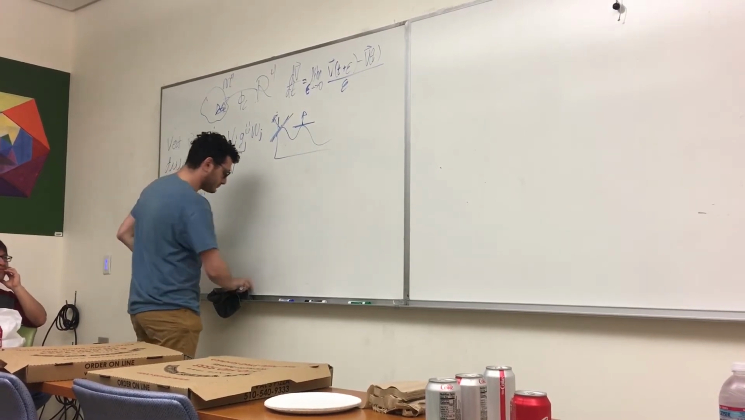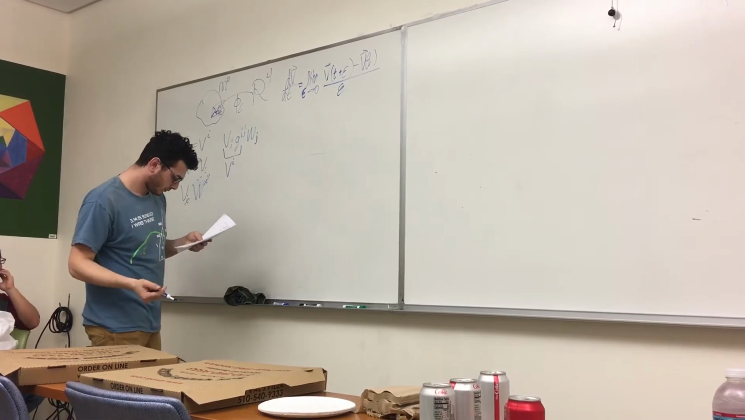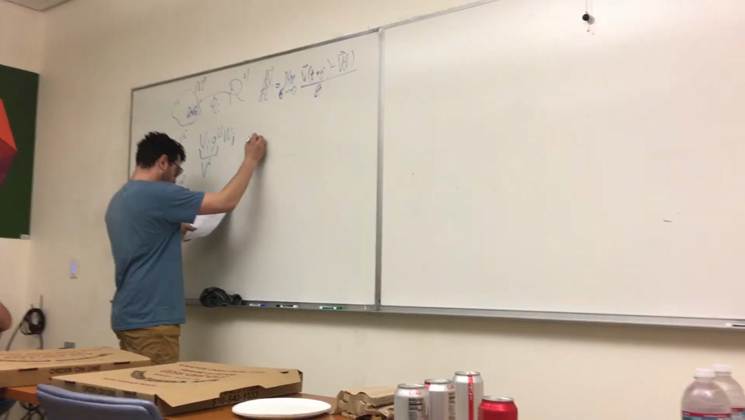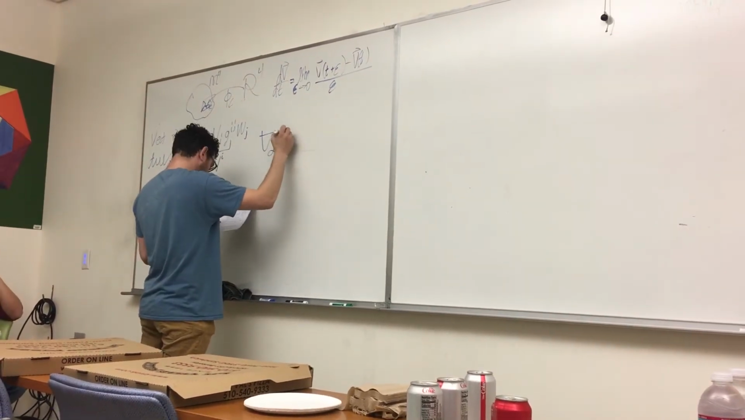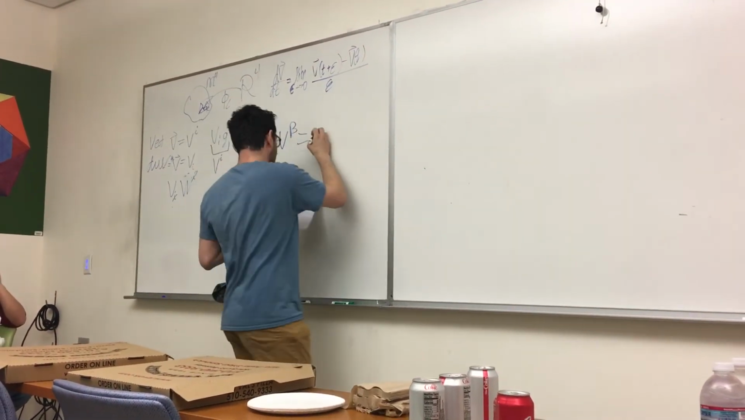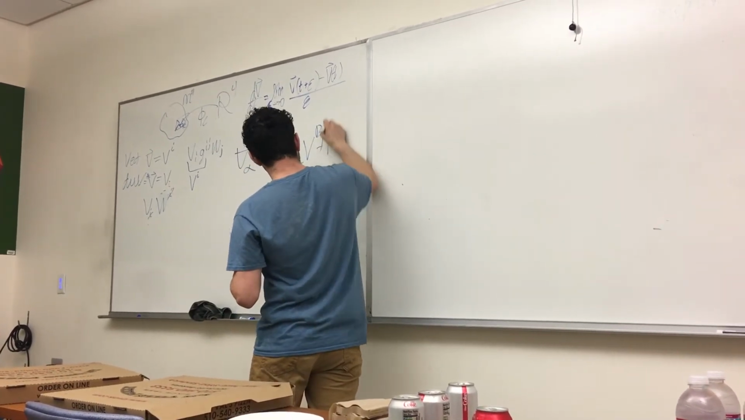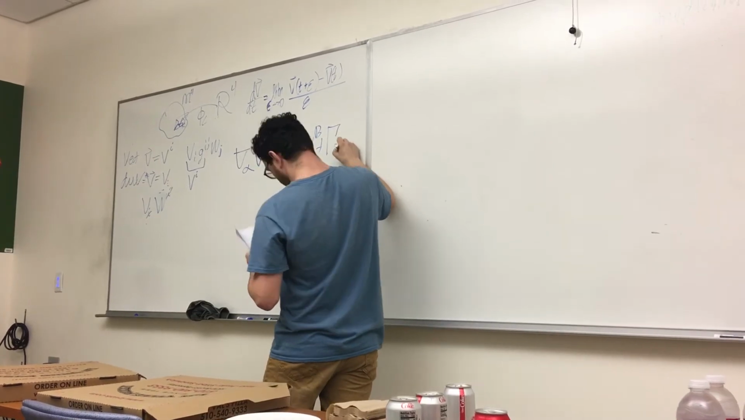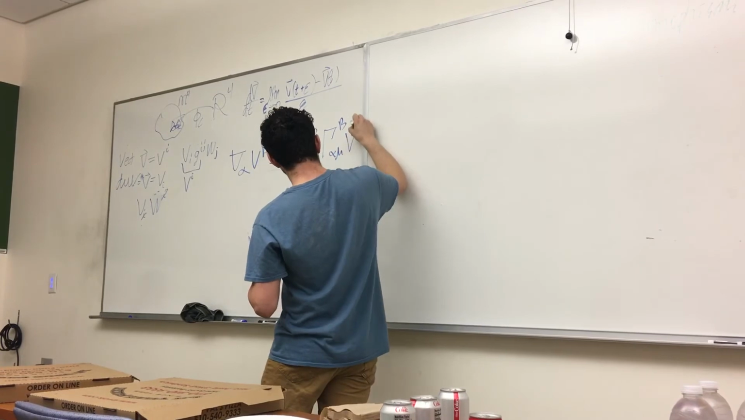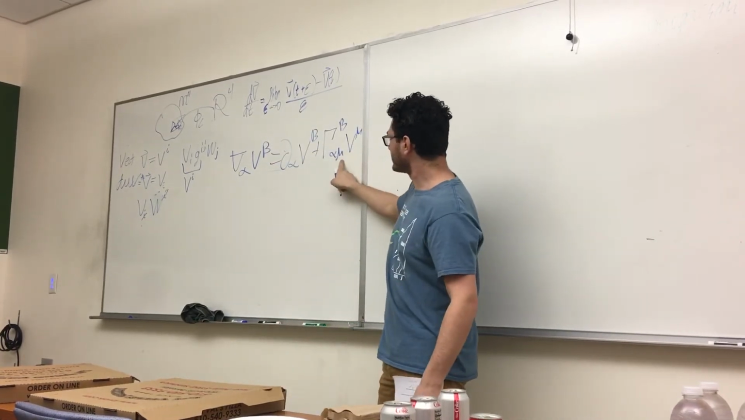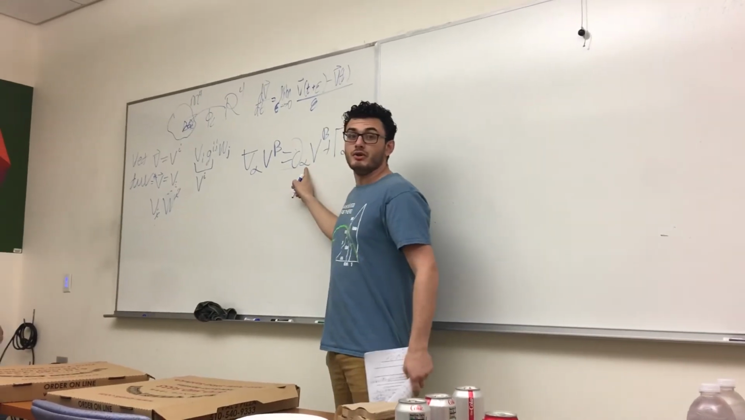Therefore, let me write U sub A beta is equal to L alpha G V sub beta plus gamma alpha mu beta V mu. Notice the contraction of the vector with this, and notice how these do not contract.